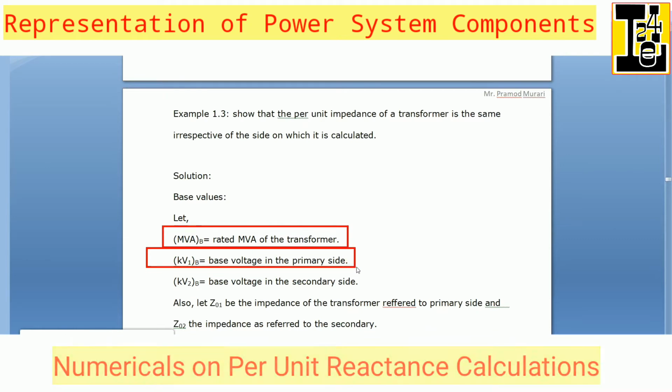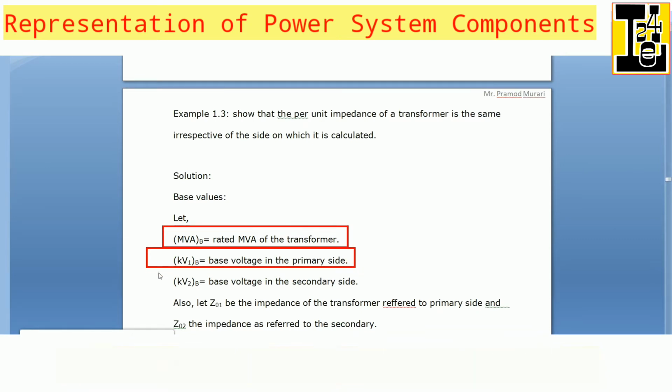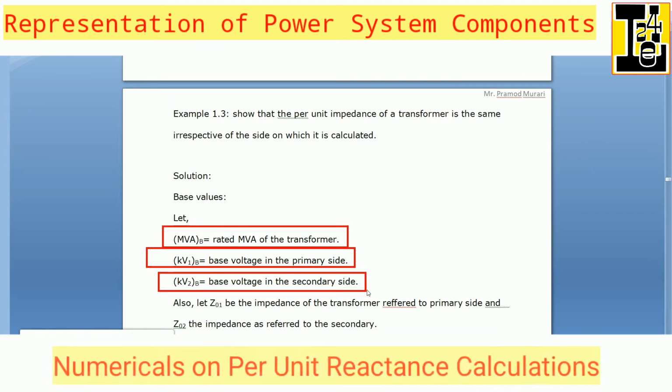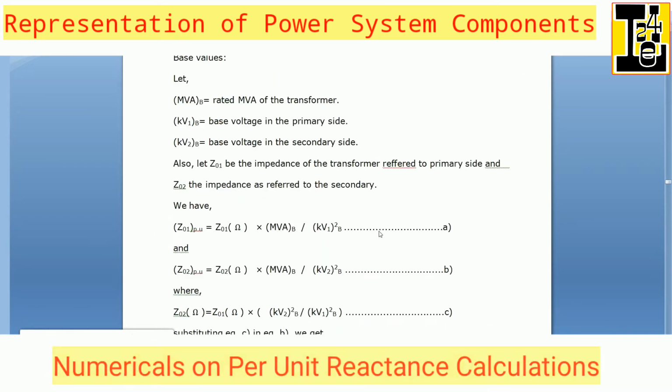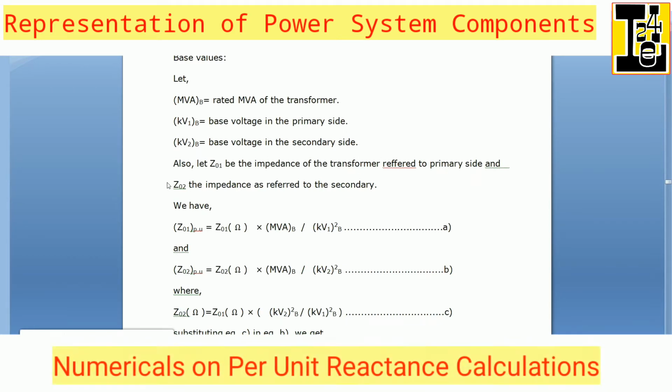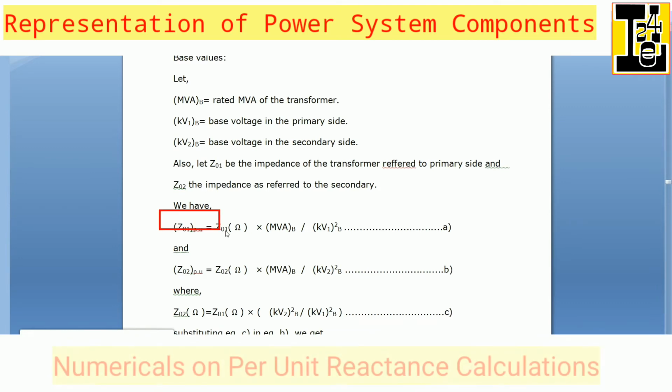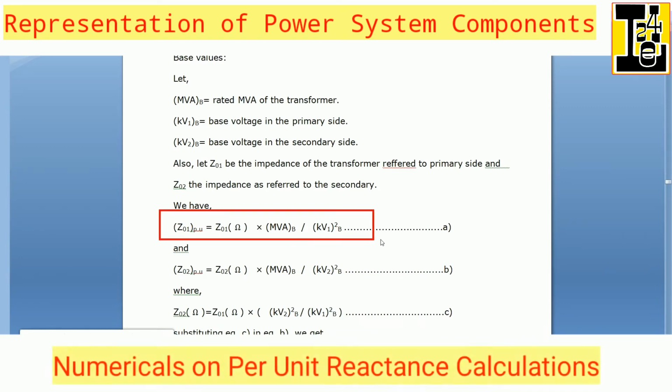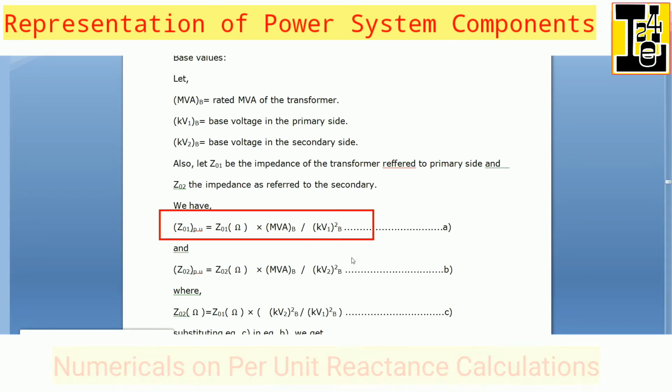kV1 base is the base voltage on the primary side. kV2 base is the base voltage on the secondary side. Let Z01 be the impedance of the transformer referred to the primary side, and Z02 be the impedance referred to the secondary side. So Z01 per unit is equal to Z01 ohm into MVA base divided by kV1 base square.